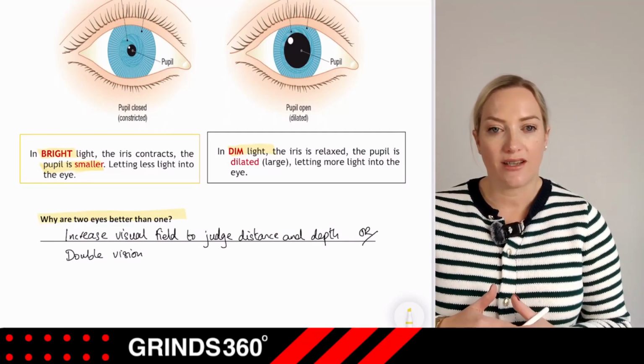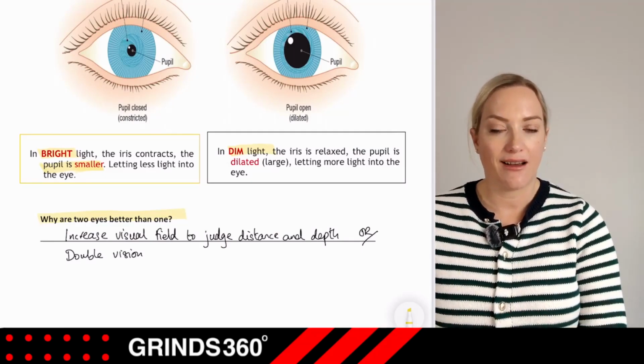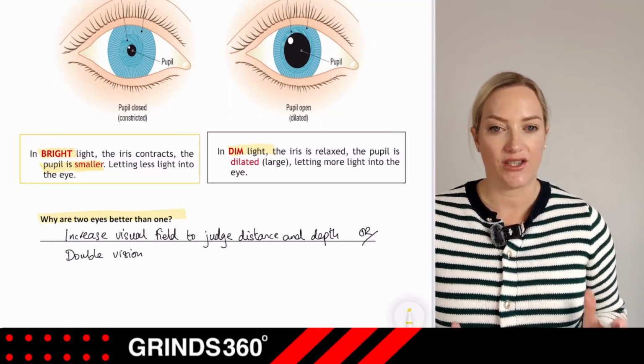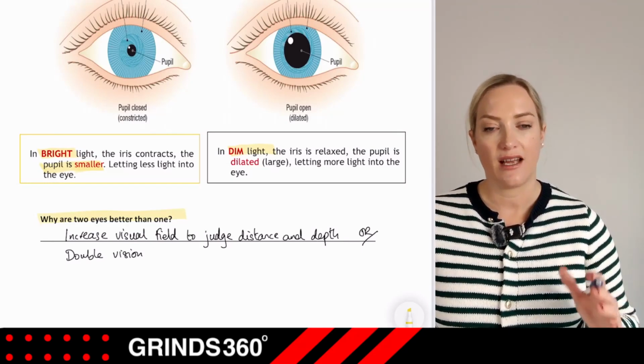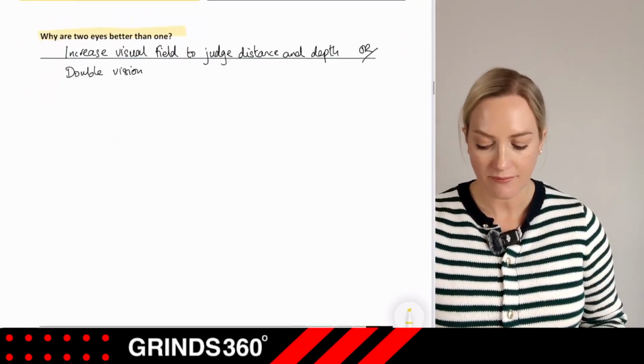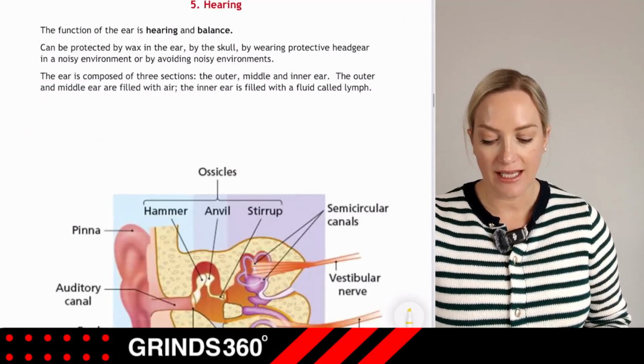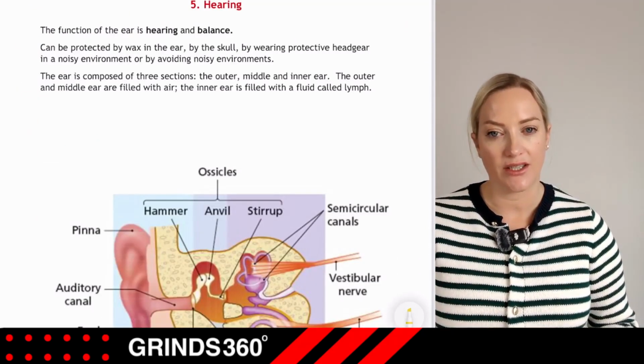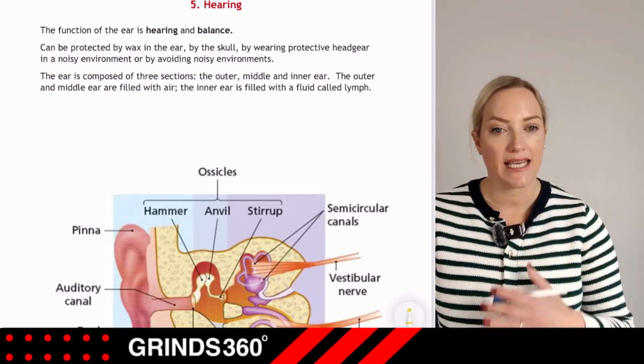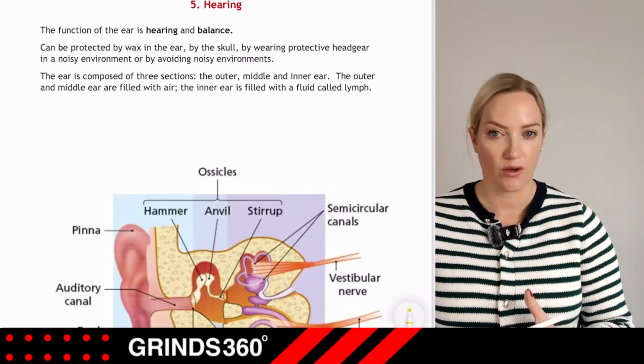Now, you need to know one disorder of either the eye or the ear. So I teach the ear, so I'm going to hold off on that until I get to the ear. Now, let's look at the ear. And again, with the ear, you need to be able to label it. And if you're able to label it, you're able to draw it.